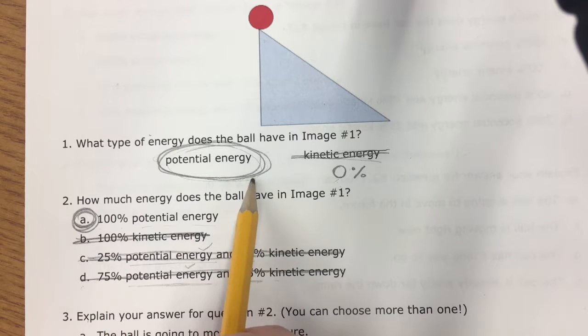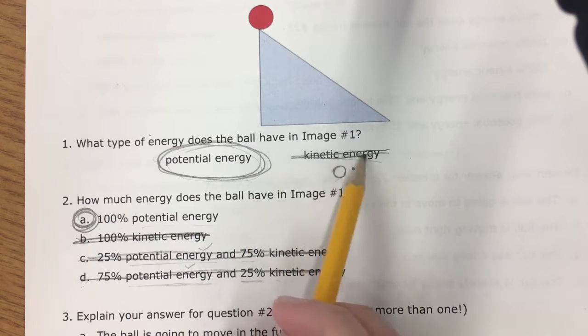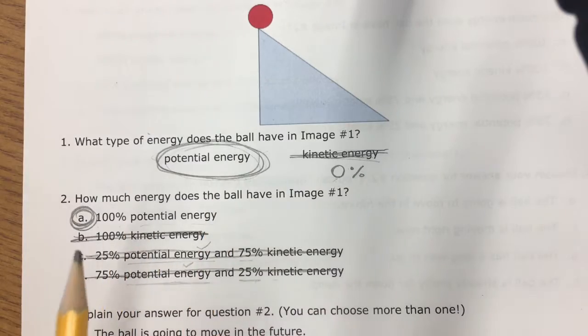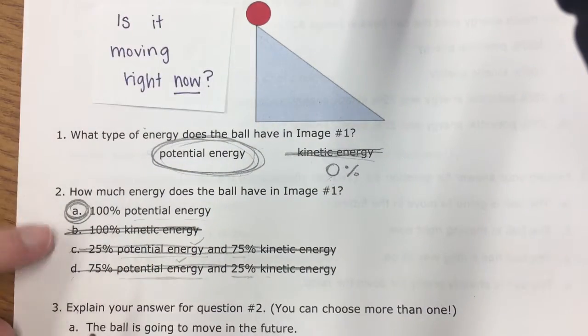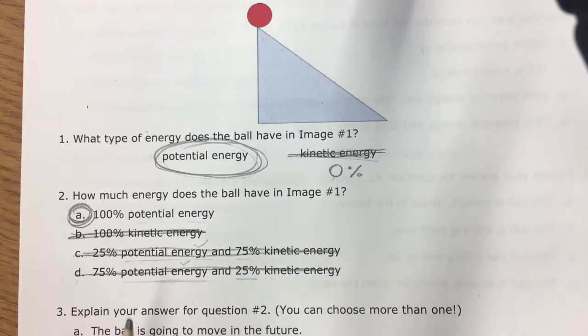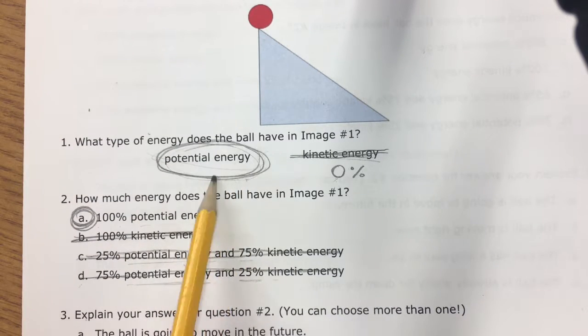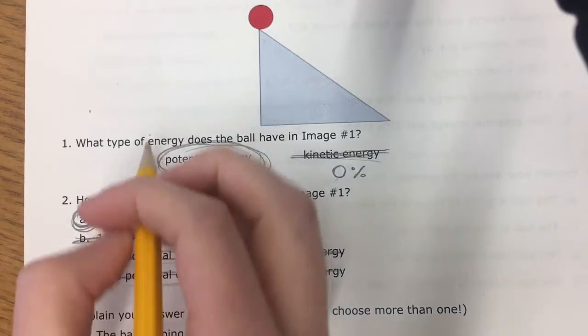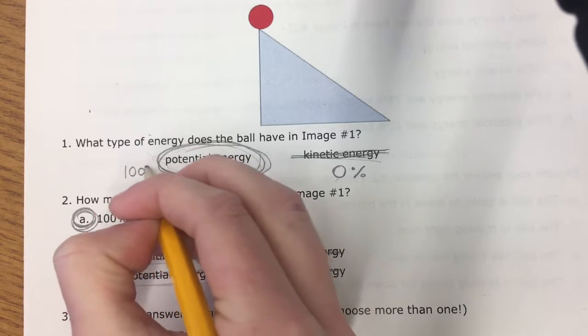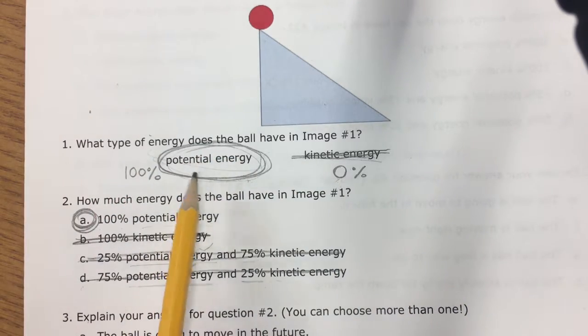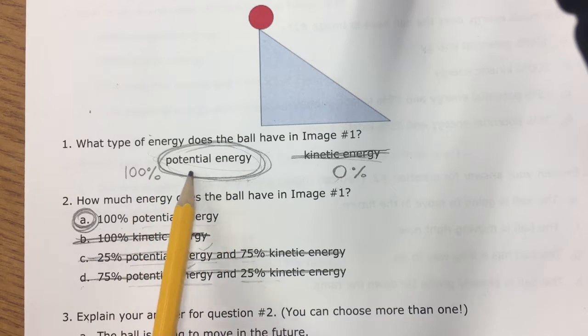So I just want to bring your attention to something. This has 0% kinetic energy because it is not moving right now. But it's going to move in the future, so we know it has potential energy, and it only has potential energy. When something only has potential energy, we can say it has 100% potential energy because all of the energy is potential, every single drop of it.